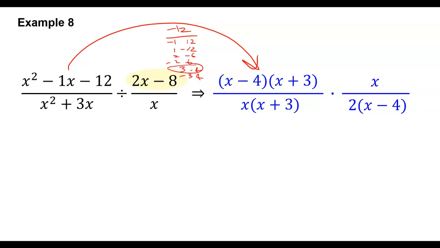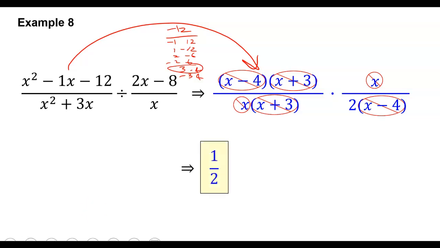Okay, so now can we cross some stuff out here? What cancels out on the top and the bottom? X minus 4, I heard x plus 3, x, what's left? A 2 on the bottom. Now, if there's nothing left on top, what do I put on top? Is it 0 or 1? So it is 1. When you're dividing stuff, they divide out, but 1 is left over. So you have 1 over 2 as your fraction that's left. Cool?